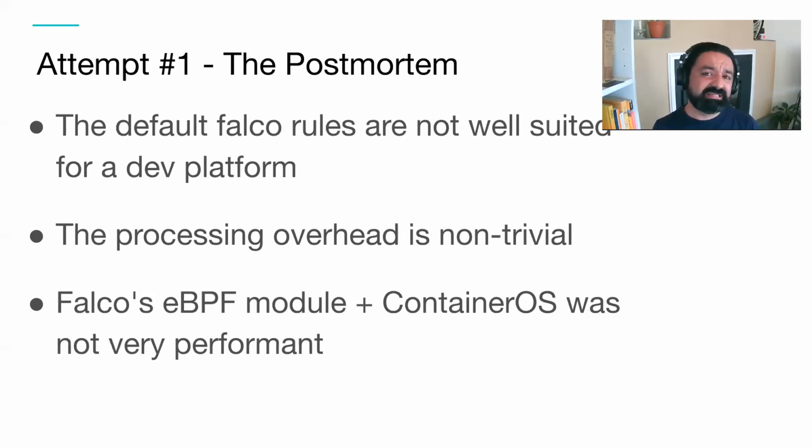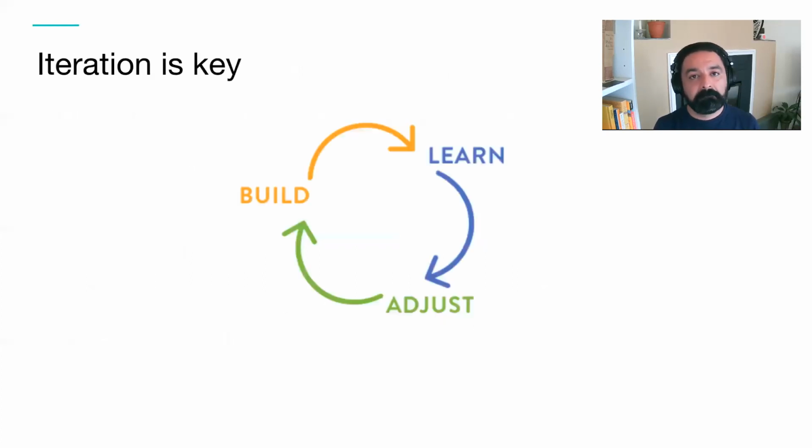Second, we realized that all this rule processing was non-trivial. It was putting a big hit on the CPU consumption of every node. And finally, the biggest surprise for us is that Falco's eBPF module didn't play along that well with Container OS, which is the default OS for Kubernetes clusters on GCP. So we got the team together, we talked about what happened, we looked at the logs, and we made some adjustments.